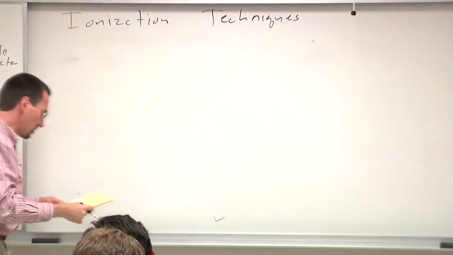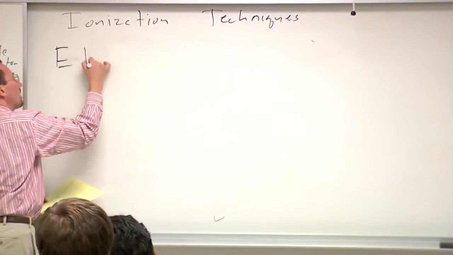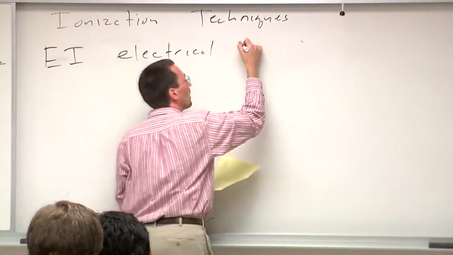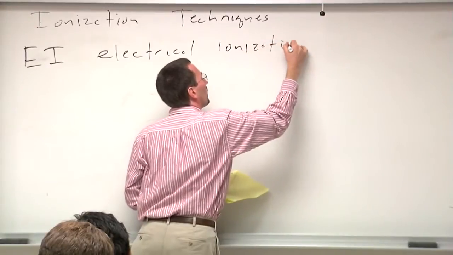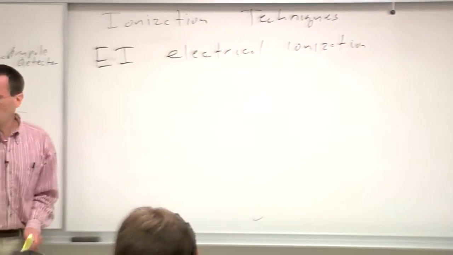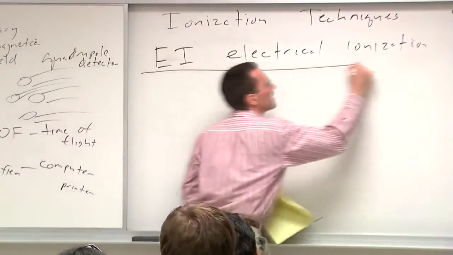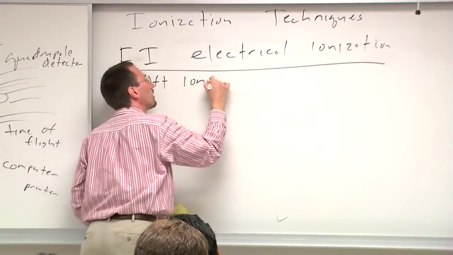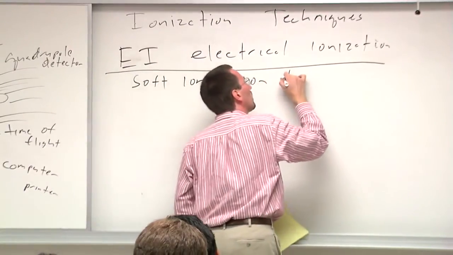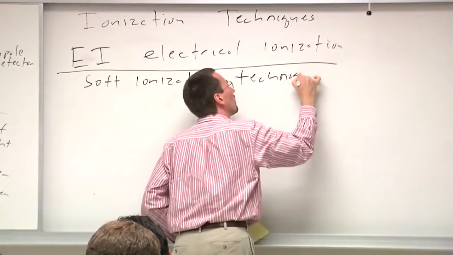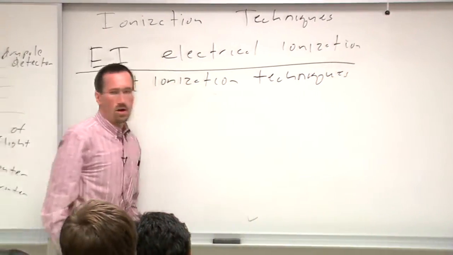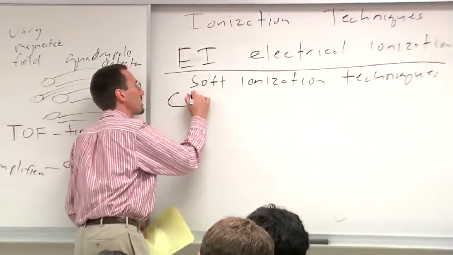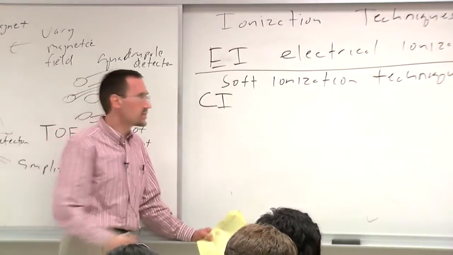So in addition to EI mass spec, electron ionization, there are a bunch of techniques that are called soft ionization techniques, that are less prone to fragmentation. The first developed is CI, or chemical ionization.